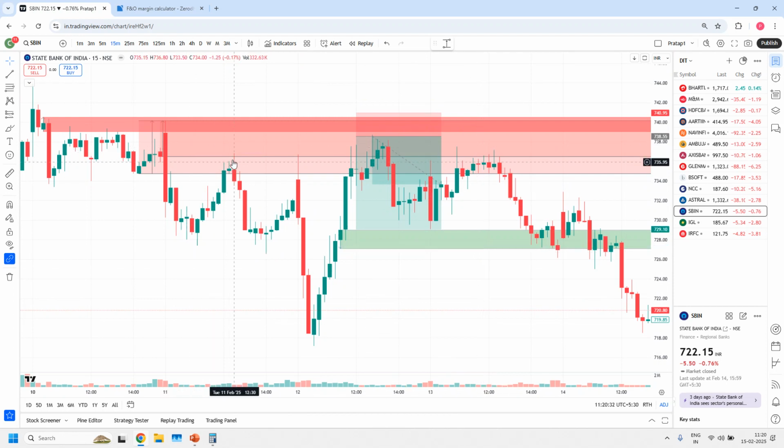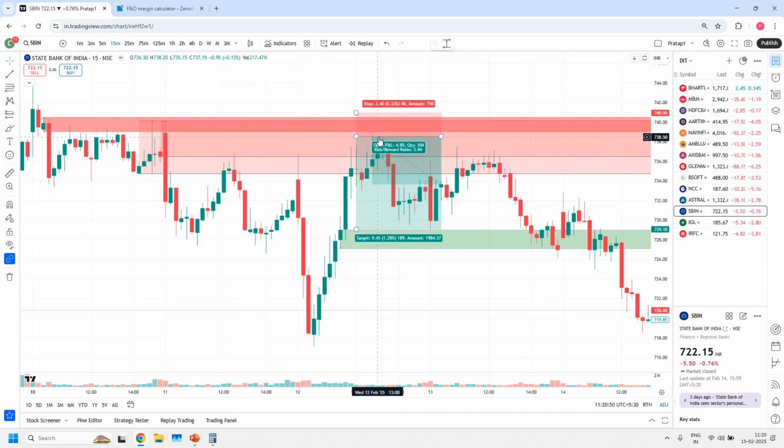But earlier, why didn't we take it? Because earlier RR was not there. There was a demand zone, we deleted it. Till then RR is not there. And moreover, we need to take trades here. You can't take the trade here. You have to take the trade from here.